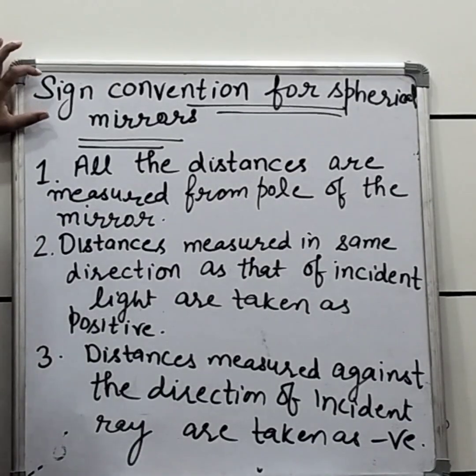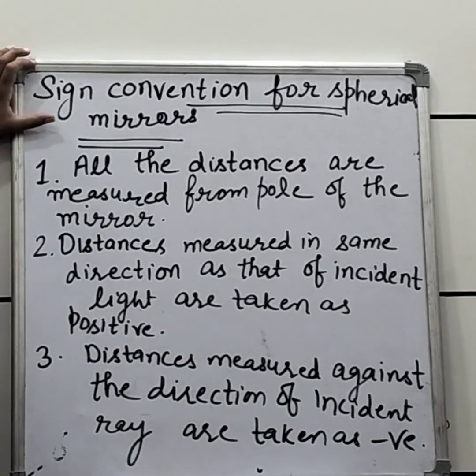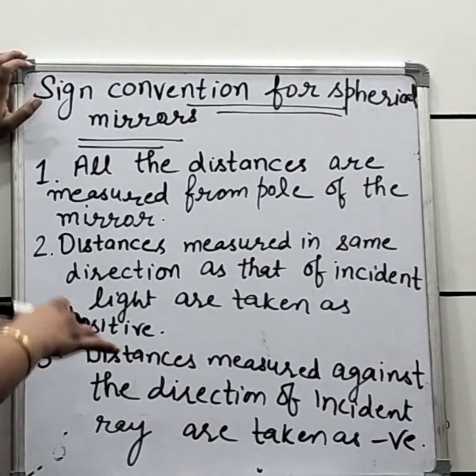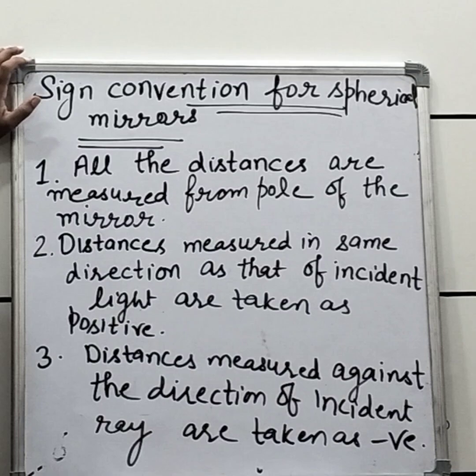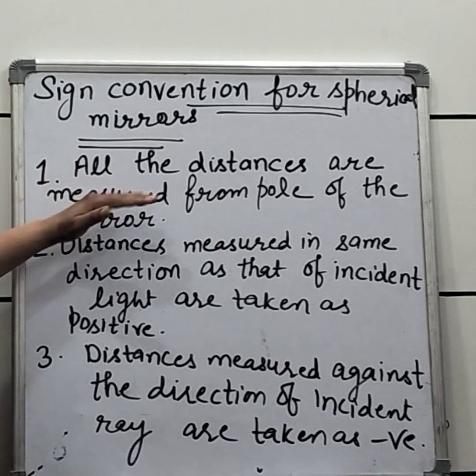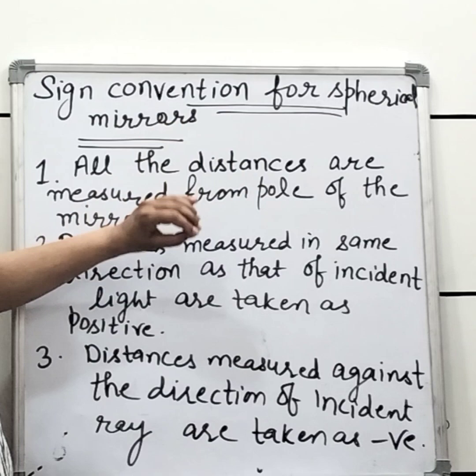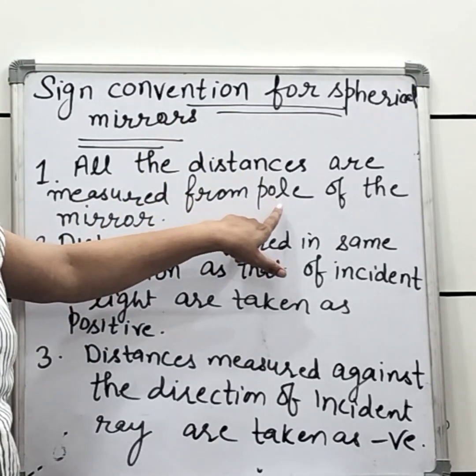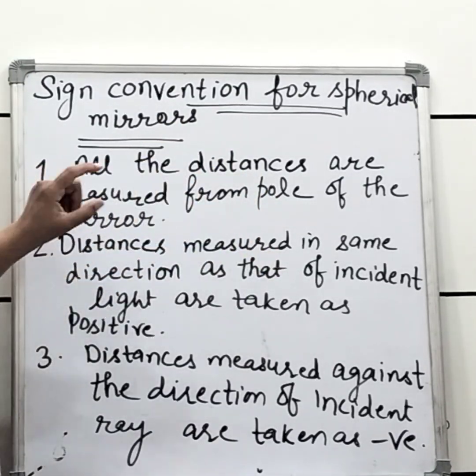Now the next topic is sign convention for spherical mirrors. These days the new Cartesian sign convention is used for measuring the various distances in the spherical mirror. The first sign convention is that all the distances are measured from the pole. So we will consider the pole as the origin to measure all the distances.